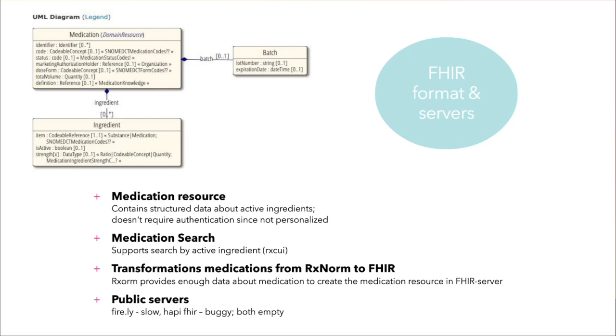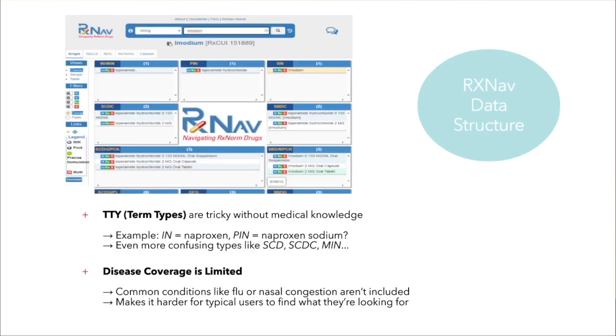We also had to explore how to make efficient search for medications by active ingredient. One of the challenges that we had to deal with is that public FHIR servers are unreliable, sometimes buggy or very slow, and they're also empty. So we also had to find ways to create medication resources and a way to find data for them. We ended up using the RxNorm database to create medication resources to pre-populate the FHIR server. As for the RxNorm database, it was efficient, but the main challenge was to figure out what term types to use when searching for entities, because there are a lot of different acronyms for those.